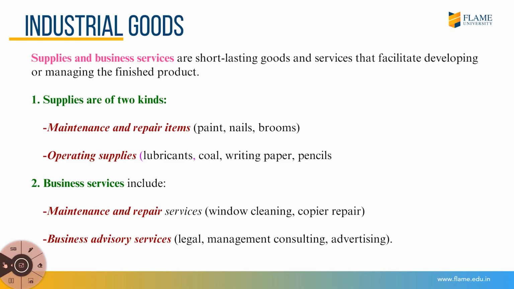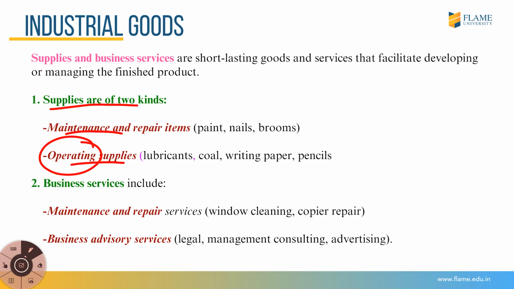that a factory needs so that the manufacturing can go on smoothly. All those items are called supplies. So supplies are of two kinds. One is maintenance: paint, nails, brooms, that you need to maintain a particular factory or workspace. And second are called operating supplies. For example, a car manufacturing unit may need lubricants to make the actuators work. For a power plant, you need coal to actually keep it running. In an office, what will you do without a pencil or a paper or a laptop? When they are there, you call them operating supplies.